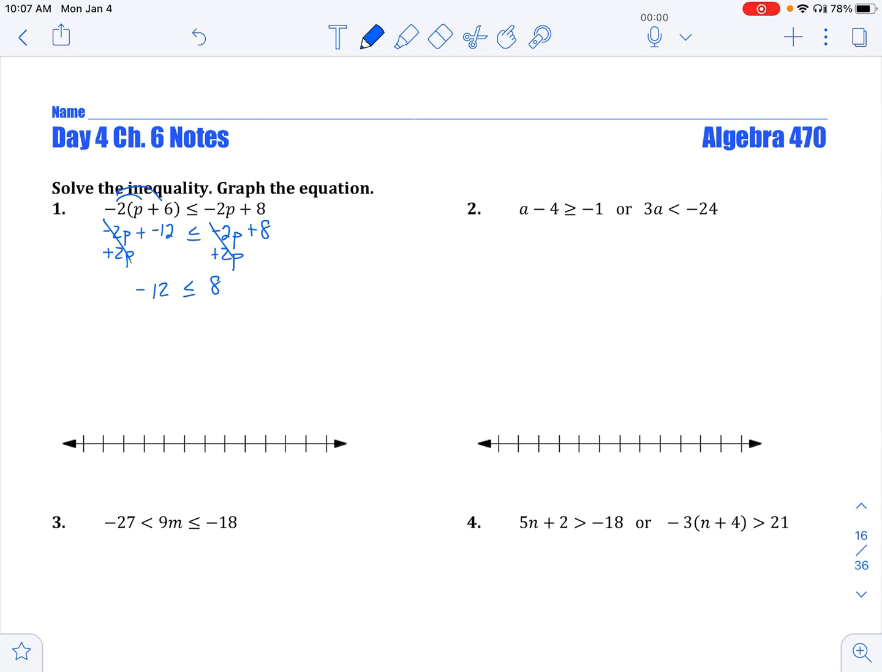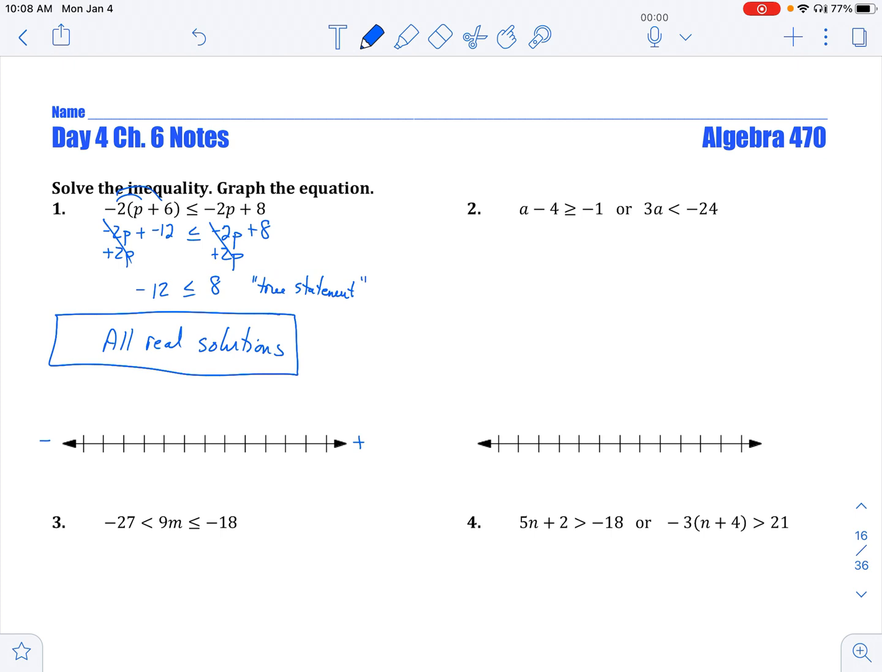Well, I need to take a look at this and say, if I were to look at negative 12 is less than or equal to 8, is negative 12, which is a negative number, smaller than the number 8? And we say, why, in fact, that is a true statement. What that means is that it is always true. Doesn't matter what number I put in here for the letter P. So we end up with all real solutions, meaning that anything I put in there for P would make this inequality true.